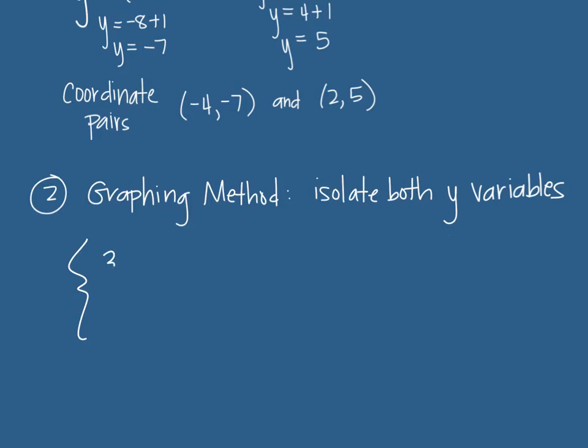Your first example might be 3x plus 2y equals 6, followed by e to the y equals x minus 2. Now, in order to solve this with a graphing method, we are going to have to do math to both parts of these so that y is by itself. So let's look at it one at a time.